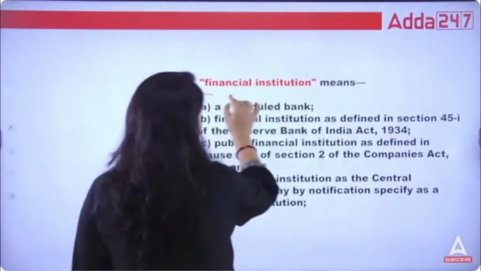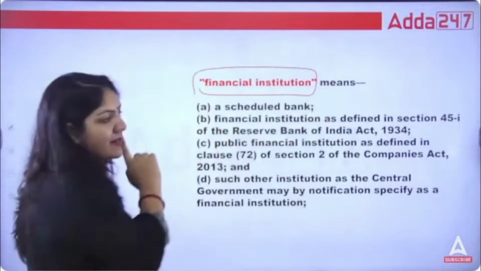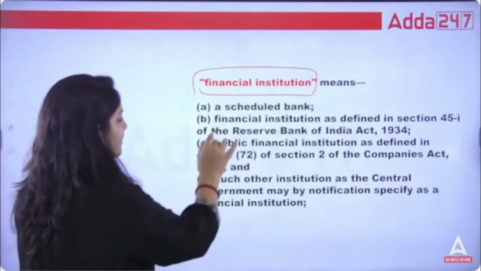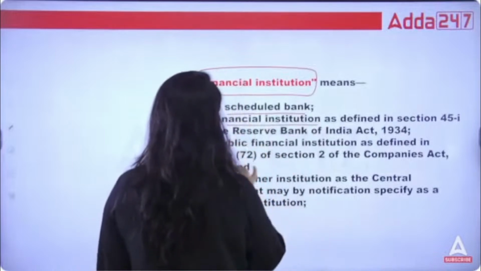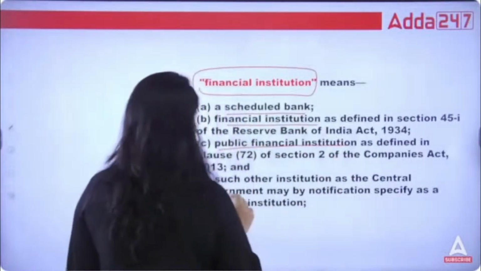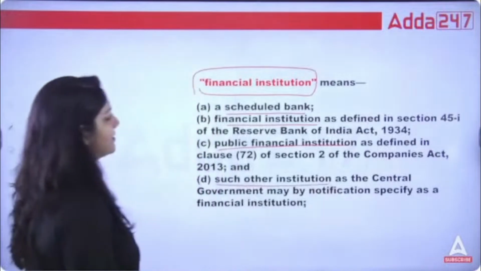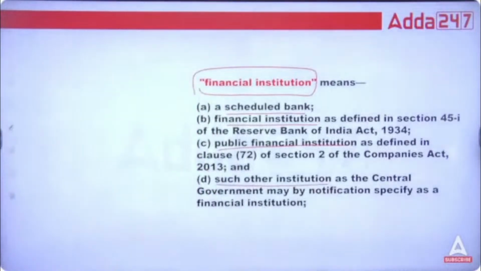Financial institution is also an authority from which we demand the money. It includes scheduled banks, financial institutions, public financial institutions and such other institutions. That is the definition of this one.